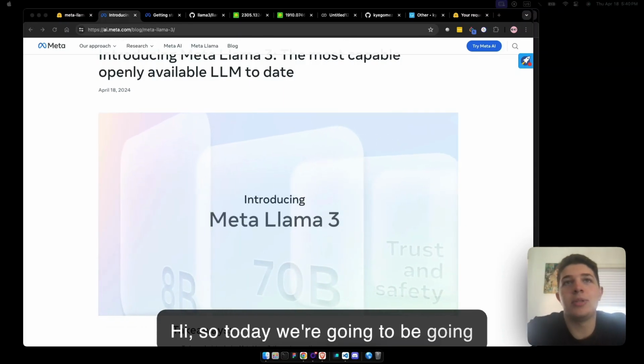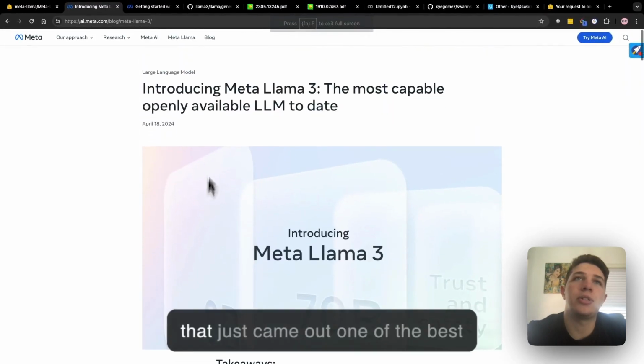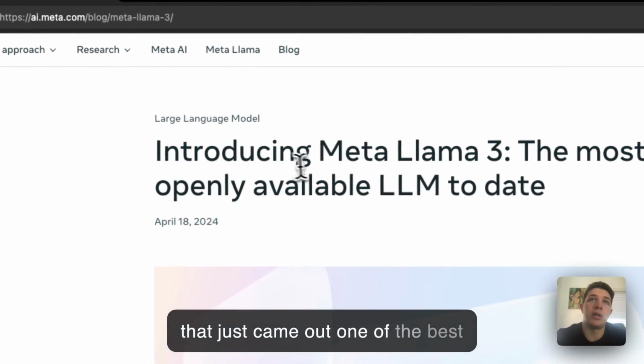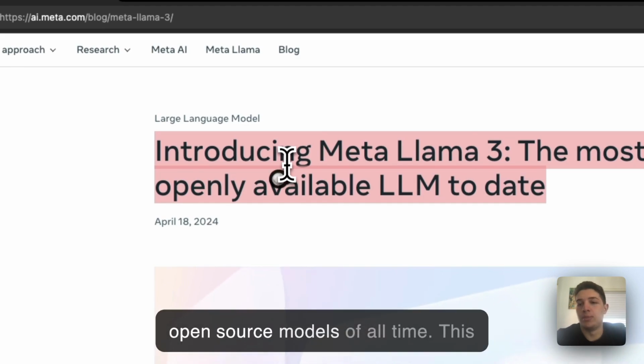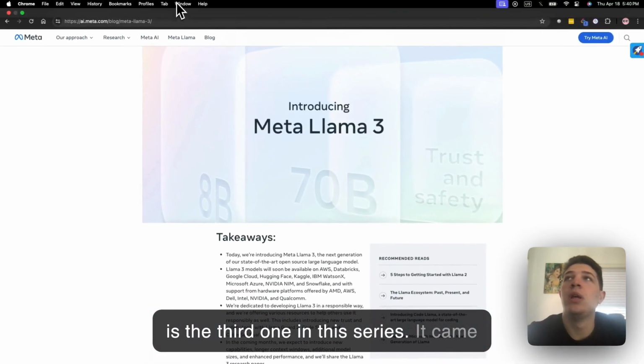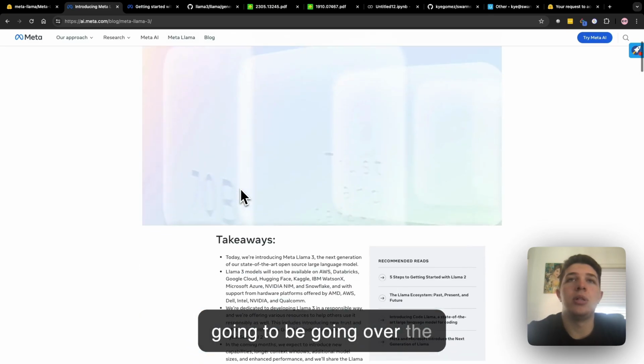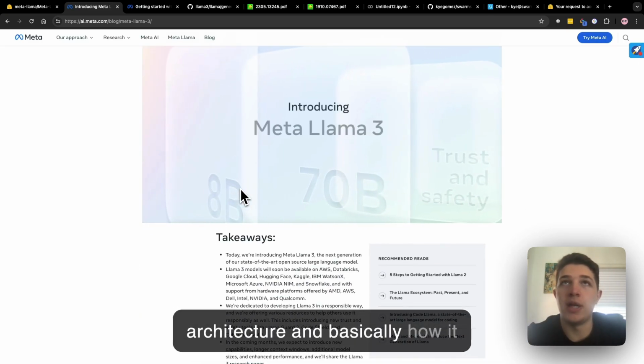Hi, so today we're going to be going over the recently released Llama 3. Llama 3 is a new model that just came out, one of the best open source models of all time. This is the third one in the series. It came out just today, and today we're just going to be going over the architecture and basically how it works.